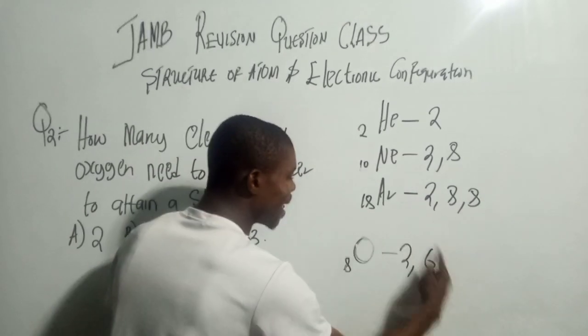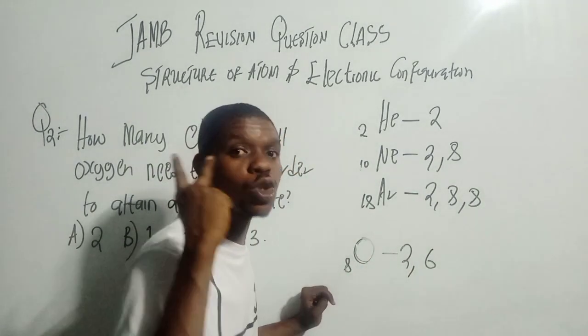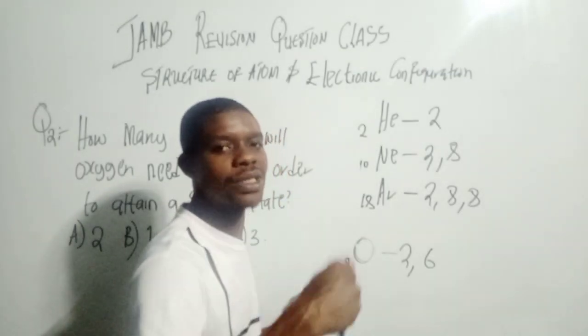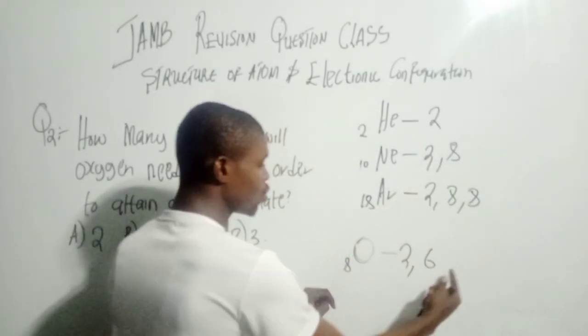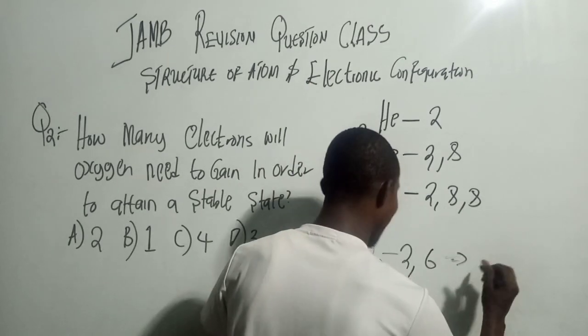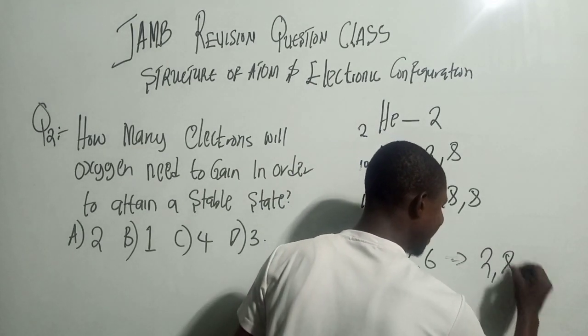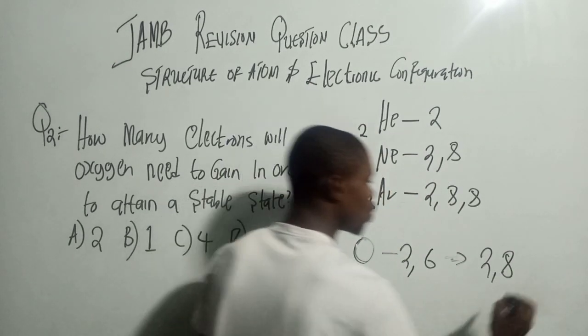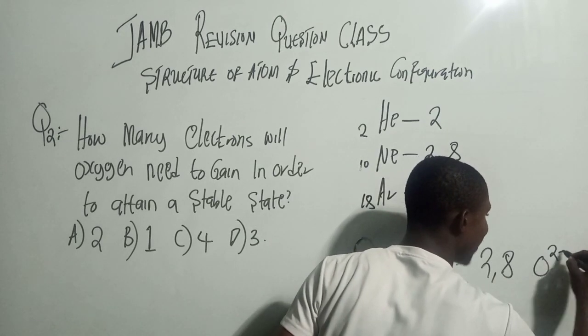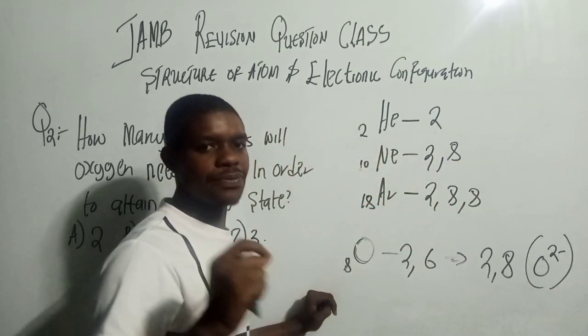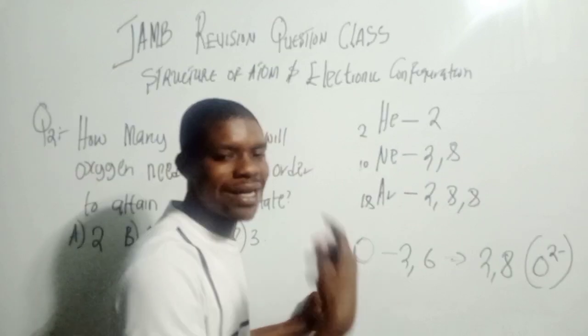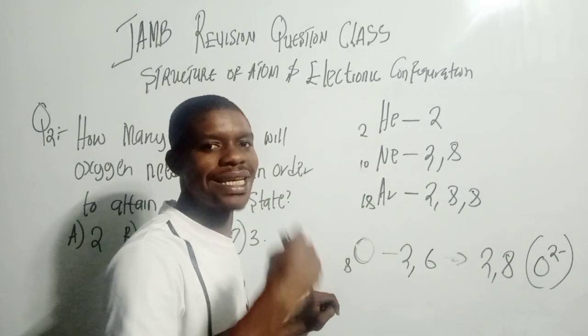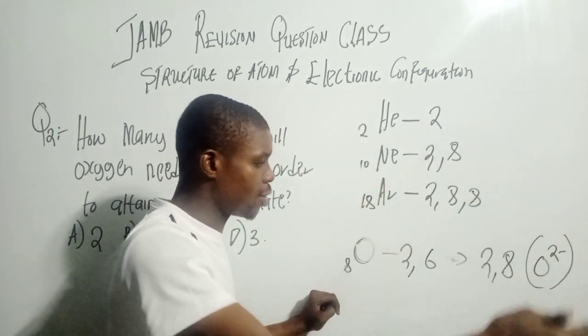So the combining power of oxygen here is 2, that you need to gain 2 electrons. If you gain 2 electrons here, it's going to have 2 and 8. Do you get that? So that's going to be O2 minus. Remember when a non-metal gains electrons, it becomes a negative charge. We call it an anion. Do you get that?